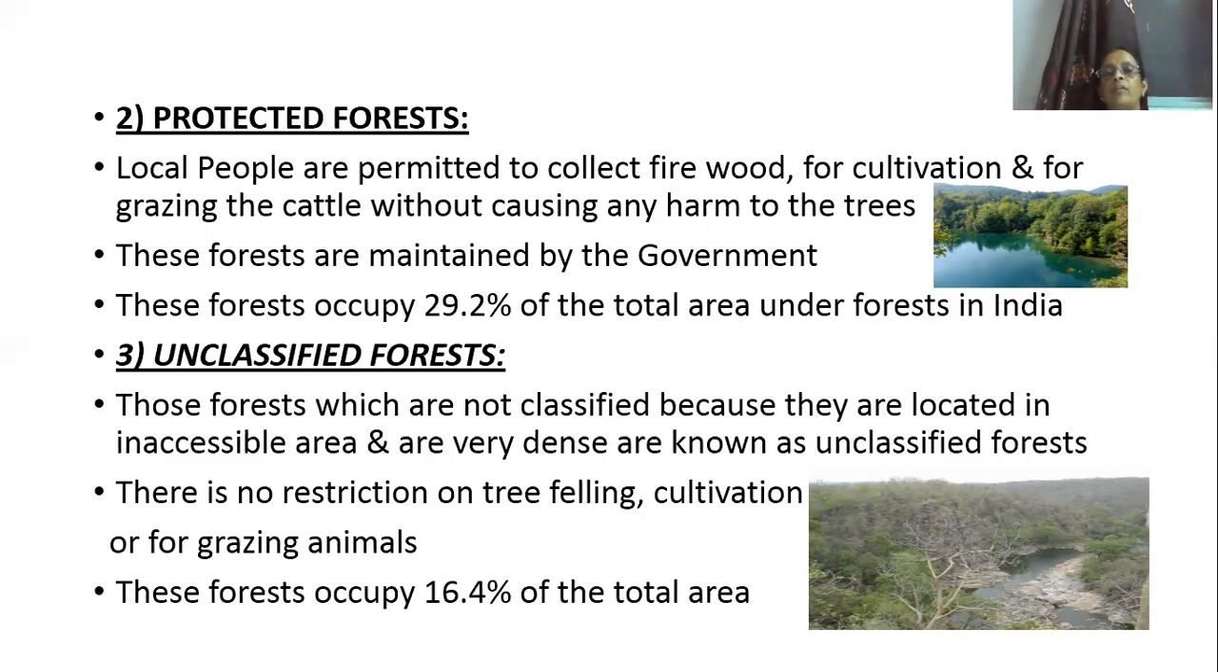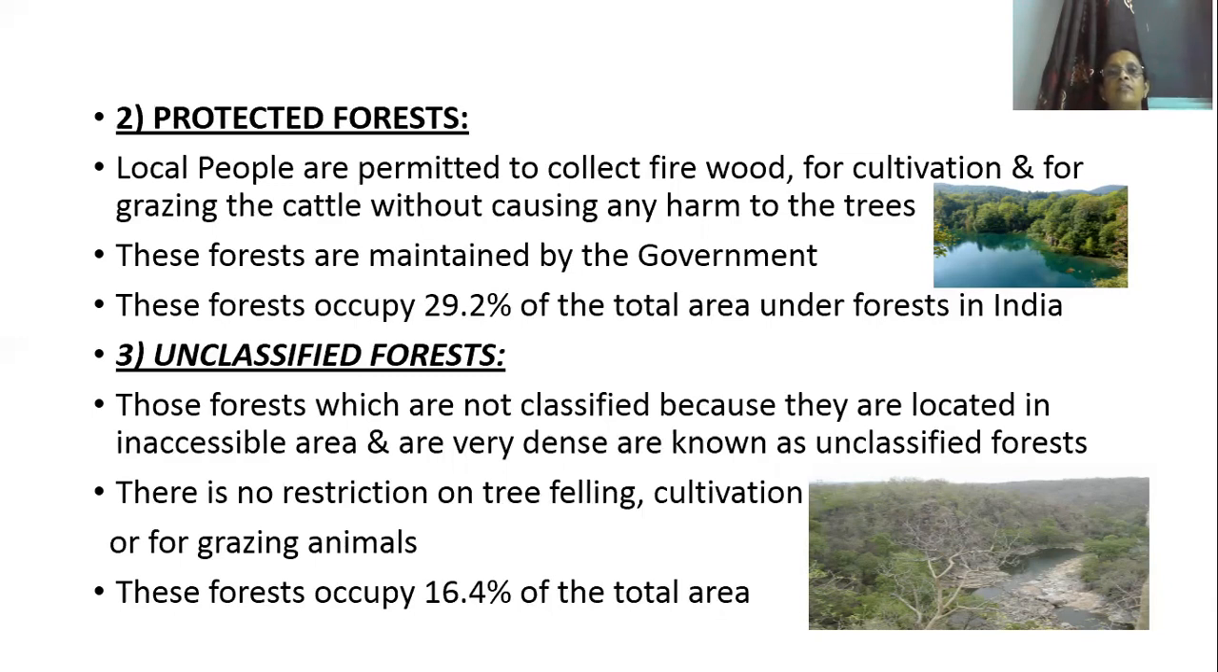So on the basis of administration, forests are classified into how many types? Forests are classified into three. First one is reserved forest, second one is protected forest, third one is unclassified forest. Reserved forest: the forests which are reserved for obtaining wood and forest products on a permanent basis are called reserved forest. People are not allowed to cut the trees or do cultivation.